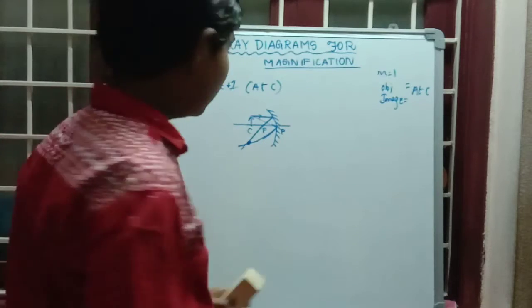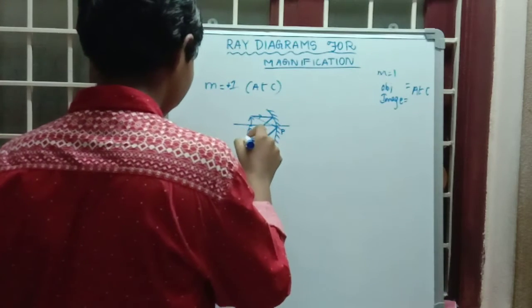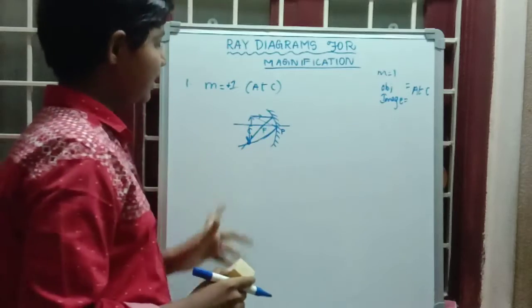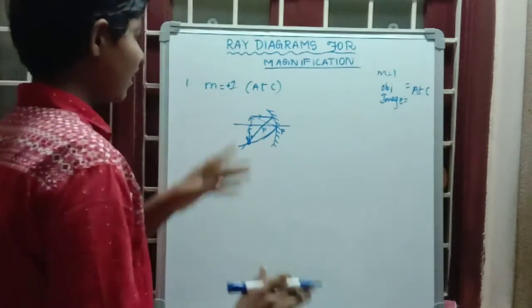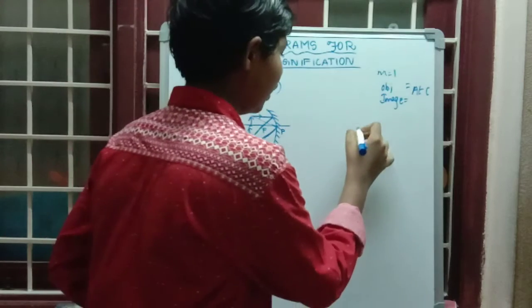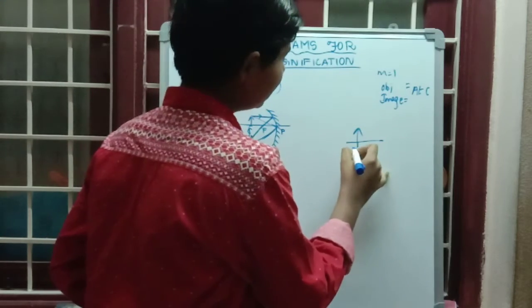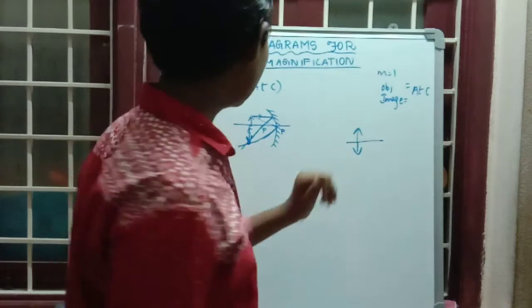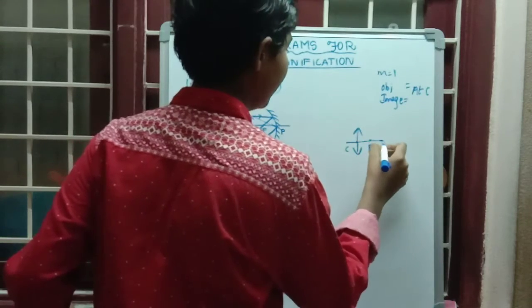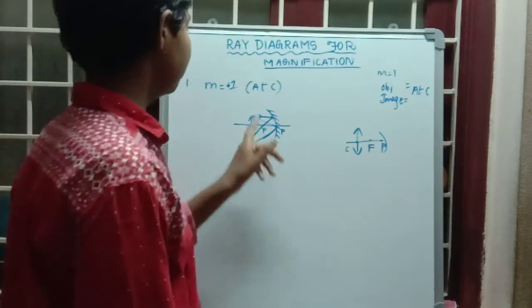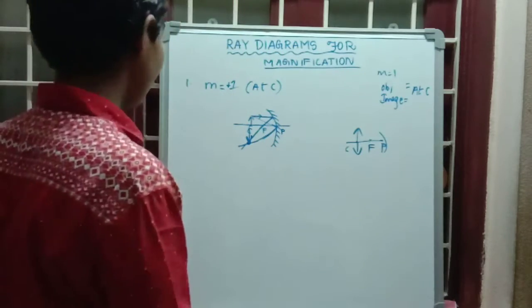At C is the measuring point. This is the ray diagram here. Actually C is there and the line is also not visible. The object is at C and the image is also at C only. Both are on the same side. This is point C, F, P. This is the ray diagram for the first example.